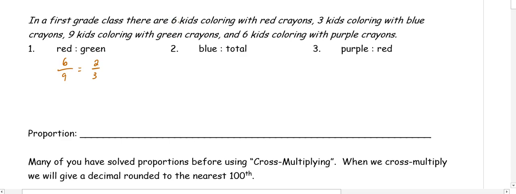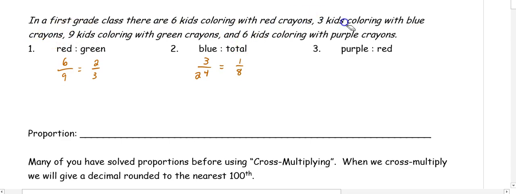In number 2, it's blue to total. So we know that there are 3 kids coloring with blue crayons, and then we need to add all these numbers up. 6 plus 3 is 9, plus 9 is 18, plus 6 is 24. So we have 3 over 24. We can divide both of those numbers by 3, and that reduces to 1/8.